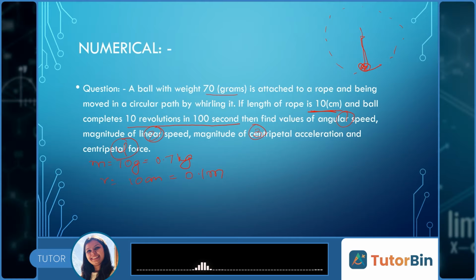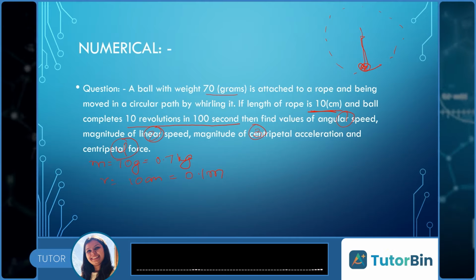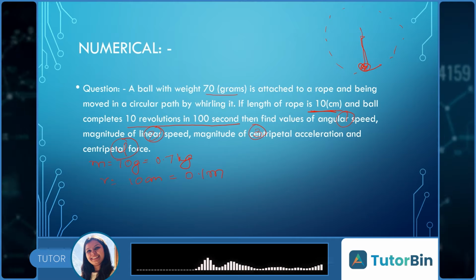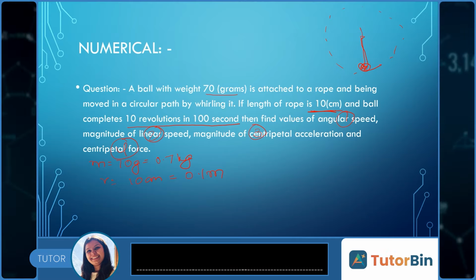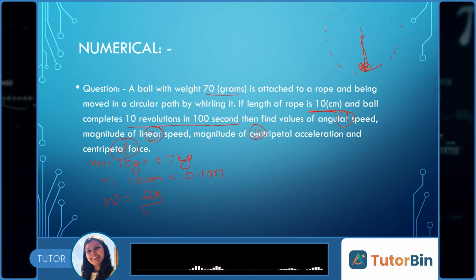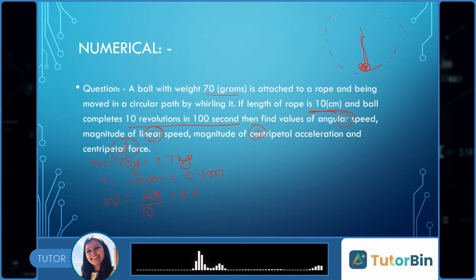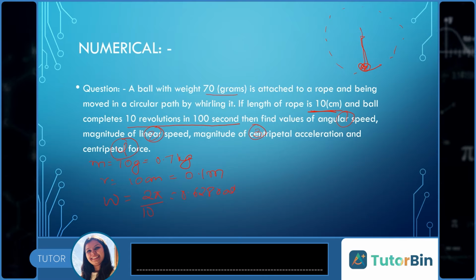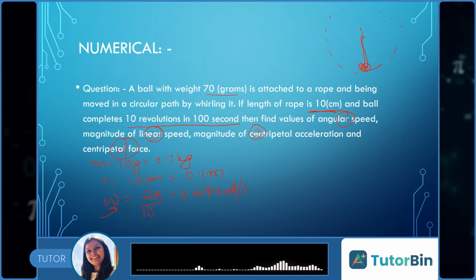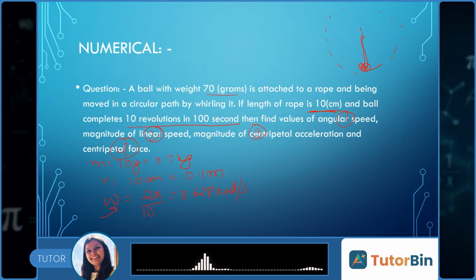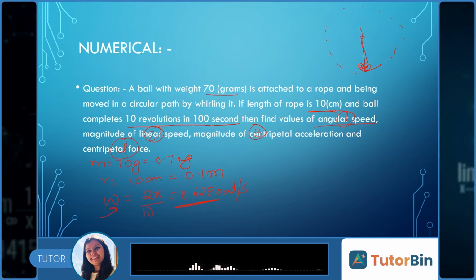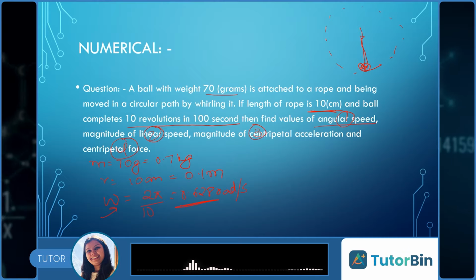Now, the ball completes 10 revolutions in 100 seconds. This means that it completes one revolution in 10 seconds. One revolution is nothing but 2 pi. So we can easily write omega is 2 pi by 10, which is 0.628 radians per second. Omega is nothing but angular velocity, and the magnitude of angular velocity is nothing but angular speed. So angular speed is 0.628 radian per second, since we are not mentioning the direction here.